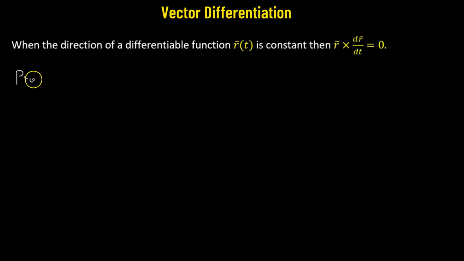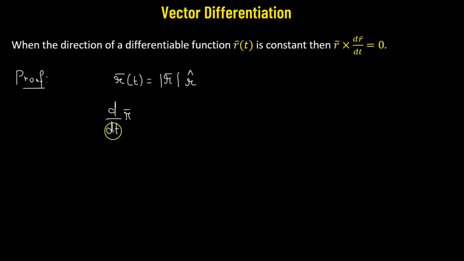Here we will begin with the definition of a vector valued function, which is a function of t. This is defined as the magnitude of this function multiplied by the direction of our vector r. The direction of the vector r is given by the unit vector r cap. So let's take the derivative on both sides with respect to t.